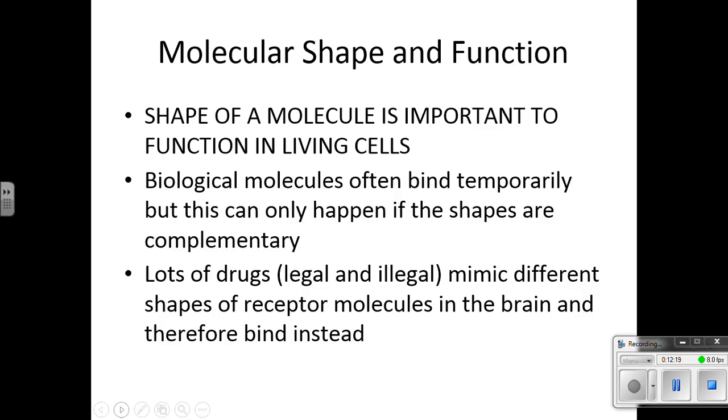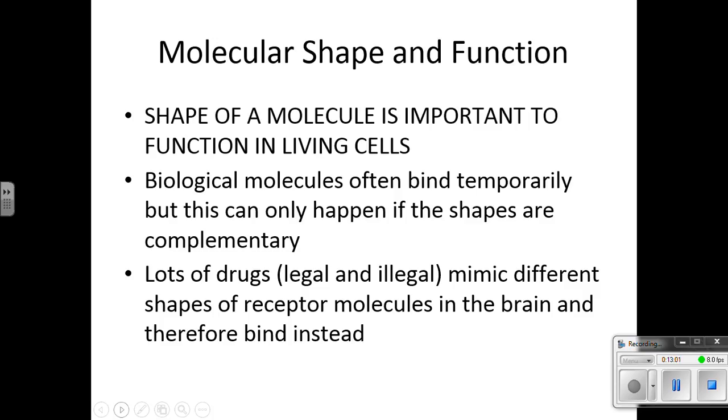Molecular shape and function. The shape of a molecule is important to its function in living cells. Biological molecules often bind temporarily, but this can only happen if the shapes are complementary. Lots of drugs, both legal and illegal, mimic different shapes of receptor molecules in the brain and therefore will bind instead. That's why a lot of illegal drugs have mental effects or very severe biological effects as well as psychological. That is because something you're normally producing, such as dopamine, which makes you feel good, or serotonin, are neurotransmitters that you normally secrete in the brain.